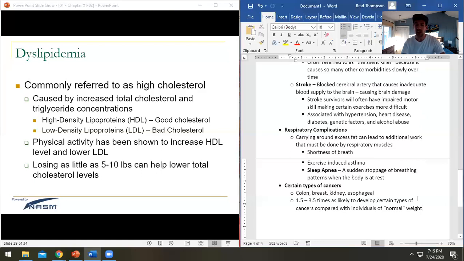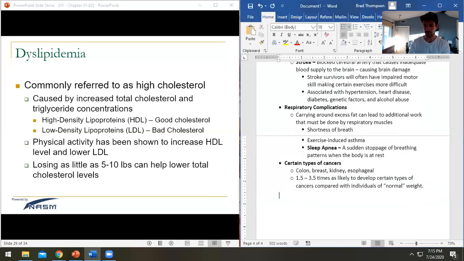So the next one we've got is dyslipidemia. Dyslipidemia, or high cholesterol, right? So this is an increase in total cholesterol and triglyceride concentrations. So we're going to see our two types of cholesterol. We've got our high density lipoproteins, that's our HDL. This is often thought of to be our good cholesterol.